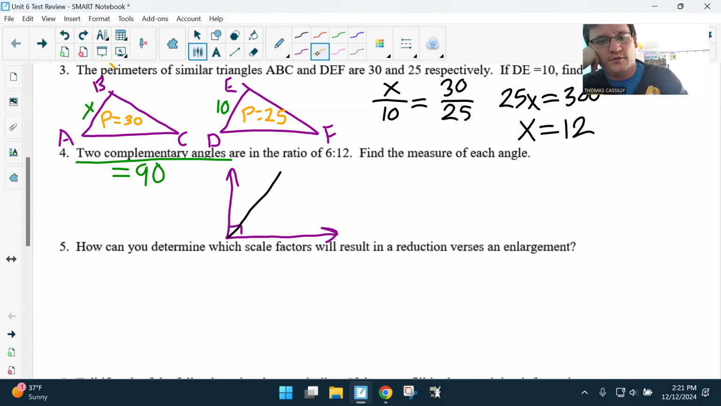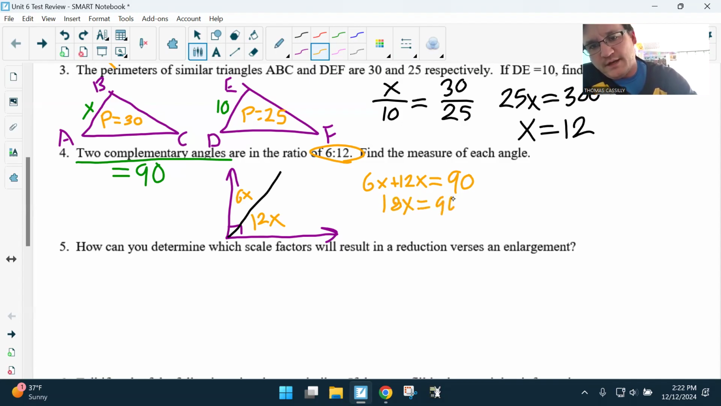They're in the ratio 6 to 12. So again, call this 6x and 12x. All right, it's just a proportion. So we got 6x plus 12x equals, what does it equal? It equals 90 degrees. If I add up these two angles, they equal 90 degrees. So we have 18x equals 90.